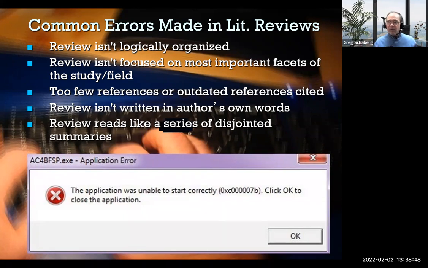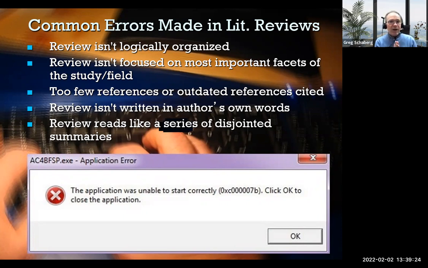the common errors are: the review isn't logically organized. Ms. Allen gave you several organizational patterns that you could utilize, and sticking to those will help you avoid this error. The review isn't focused on the most important facets of the study in the field. Instead, maybe you go off on tangents here and there and show studies that did not advance the conversation any. Make sure that you stay focused and move your reader forward with the research.